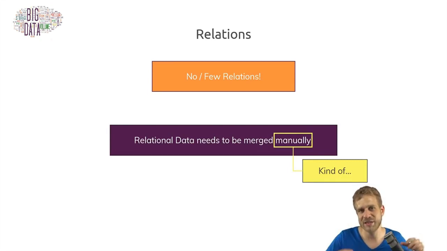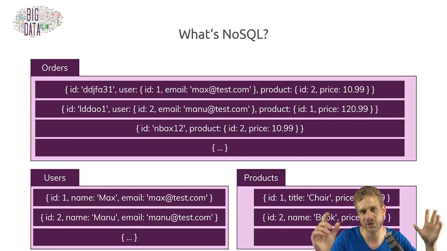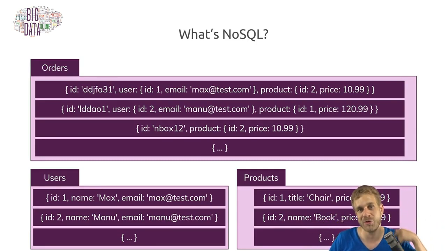Instead, the idea is that you put all the information in one place. So you might have your orders collection, where each order does not only contain the user and product ID, but it contains the key user data you need to work with the order, something like the address, the email, and the ID, and the key product data you need, like the price, the name, and the ID, anything like that.